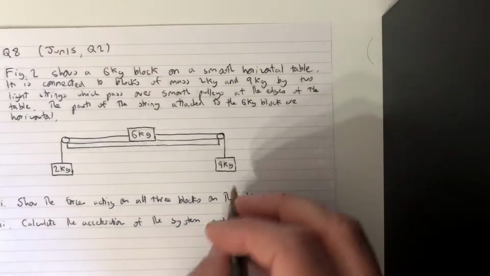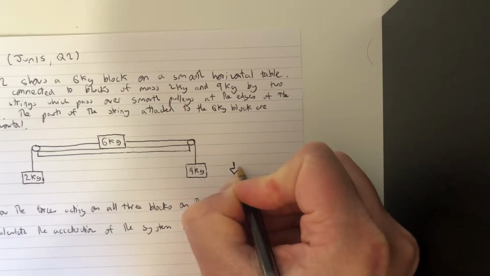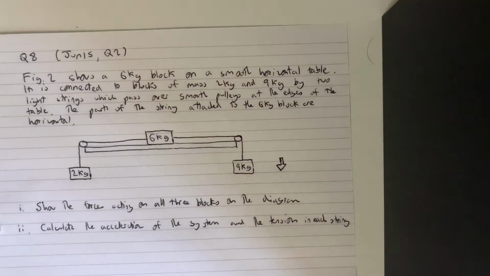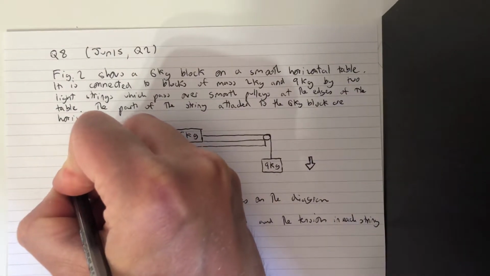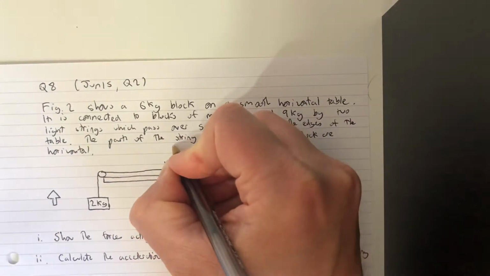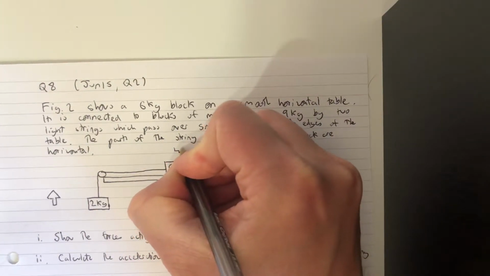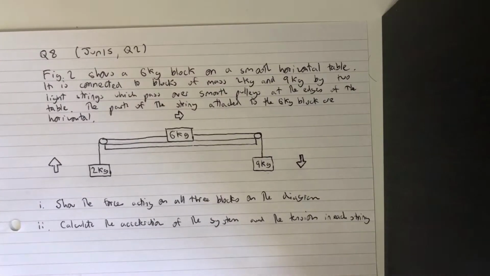So the first thing I'm going to do is put a little arrow to show the direction of motion, because that's going to be the one that's going down. Obviously this one here is going to go up as a consequence, and the block on the top is going to go left to right. I'm going to put that there as well. That gives me a bit of an idea in my head of what's going on.